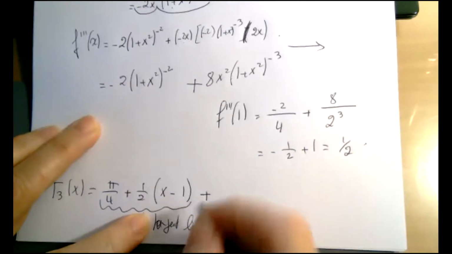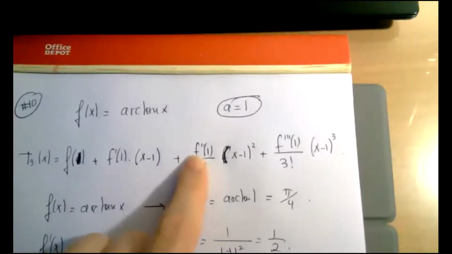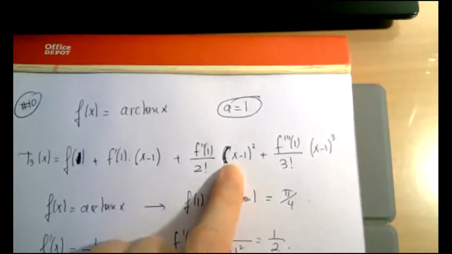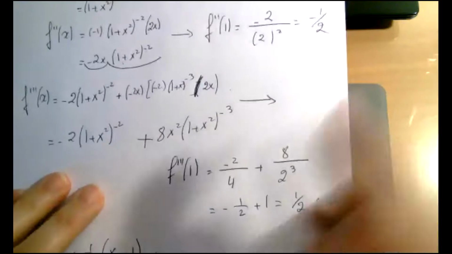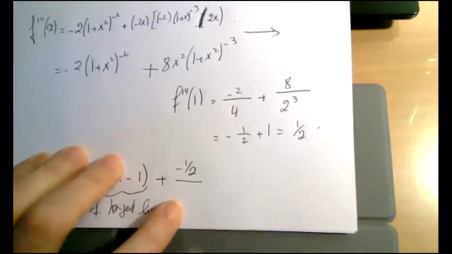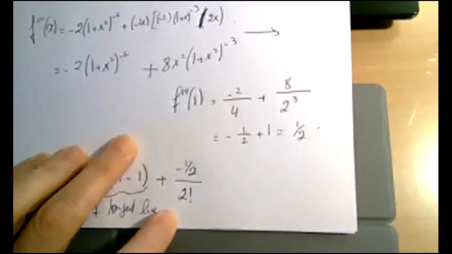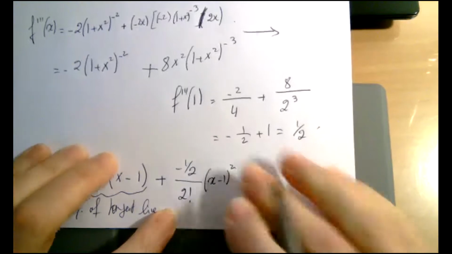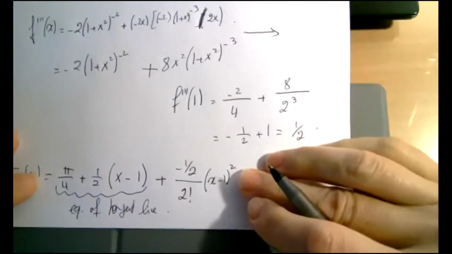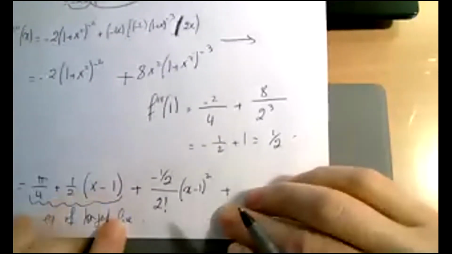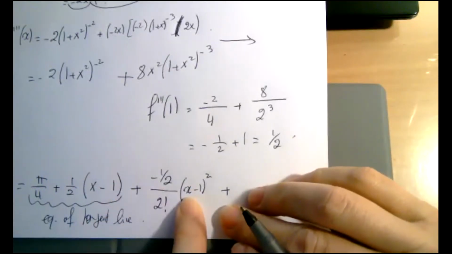Now we're going to add more. We're going to approximate it by a quadratic. So it's the second derivative at 1 over 2 factorial times x minus 1 squared. I pick up the second derivative, which is minus a half over 2 factorial times the quantity x minus 1 squared. That's approximating the arctangent by a quadratic function. That's the parabola we will get.